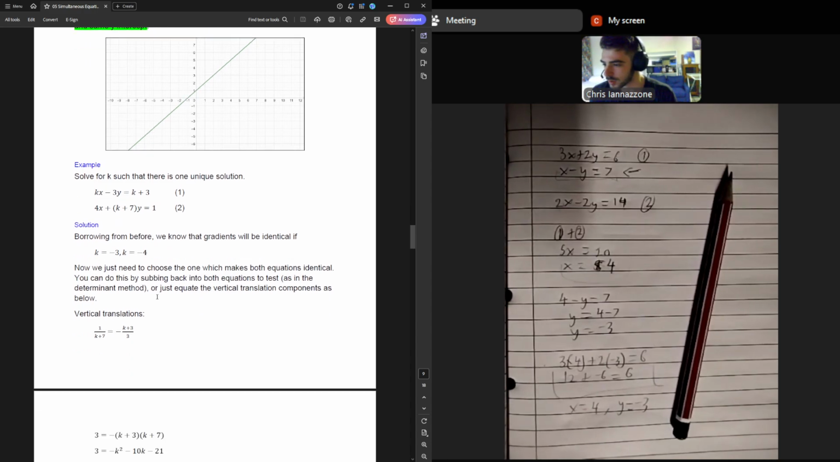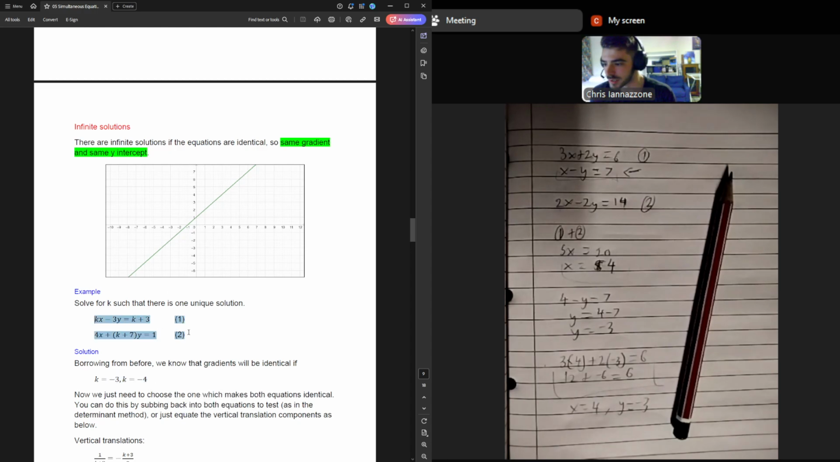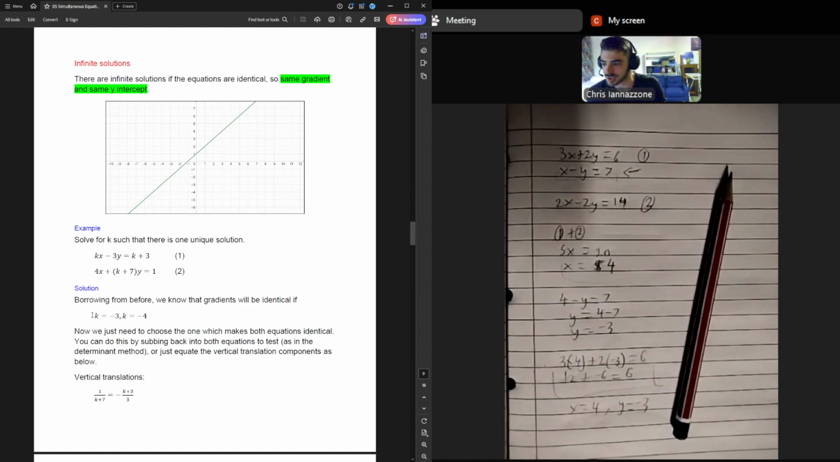So from here, all we're going to do is figure out which of these k values would make these two equations identical. Now, one way you can go about that is literally just sub it in, right? If you subbed in k equals -3, you would get a set of equations. If you sub in k equals -4, you'll get a different set of equations. One of those pairs is going to be identical to each other.